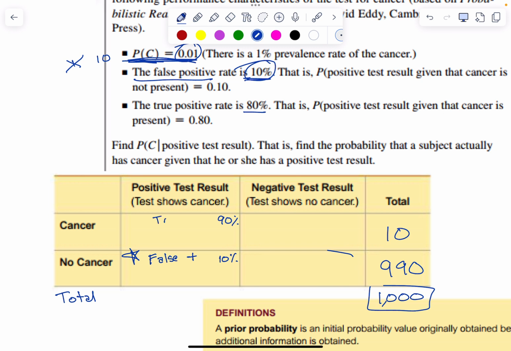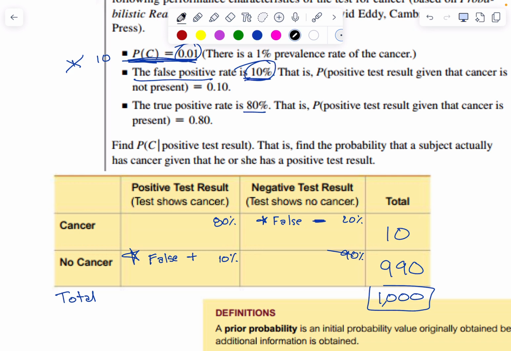Wait, the true positive rate is 80%? Oh, wait. I want to put the 90% over here. 90% goes over here. Okay, a true positive would be 80% of the time, and then 20% of the time is a false negative. Do we see how that works? 90, 10, 80, 20. Okay. So this is a false negative.